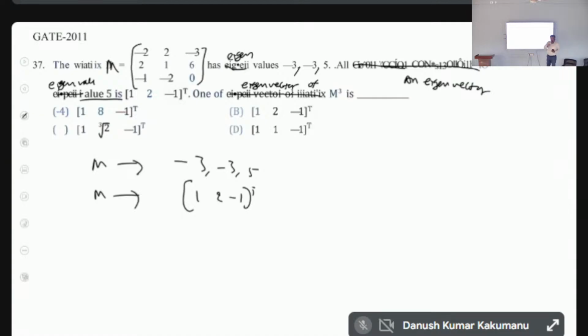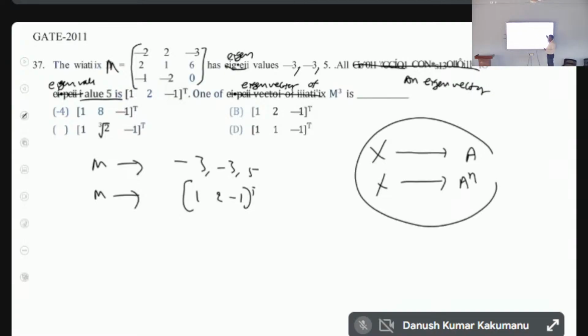Very important property: if X is an eigenvector of A, then X is also an eigenvector of A power n. Here, 1 2 -1 transpose is an eigenvector of M corresponding to eigenvalue 5. What is the eigenvector of M cube? Is it the same or not?